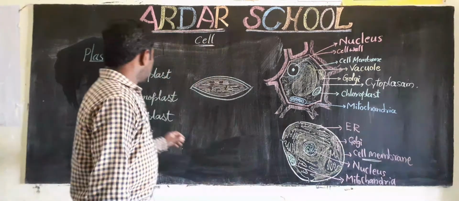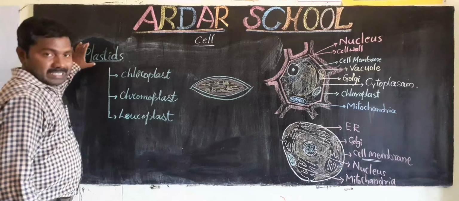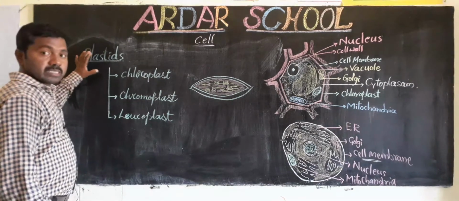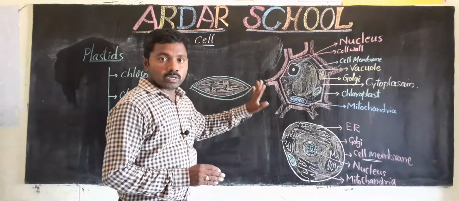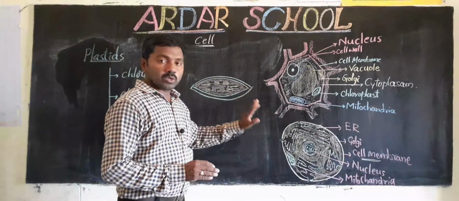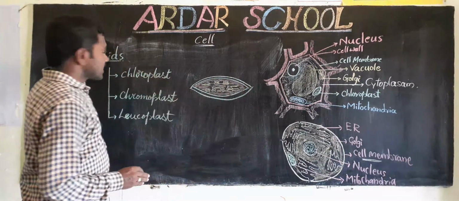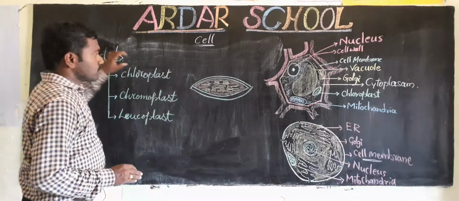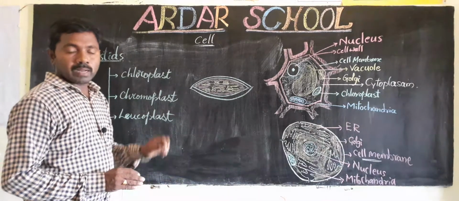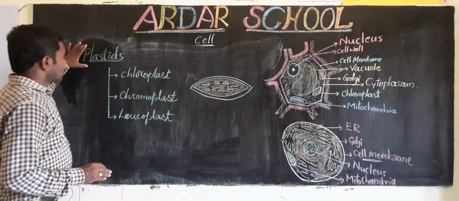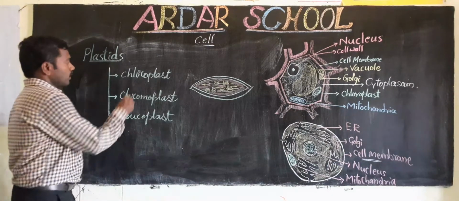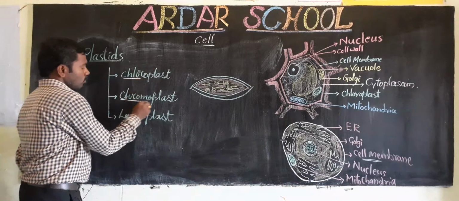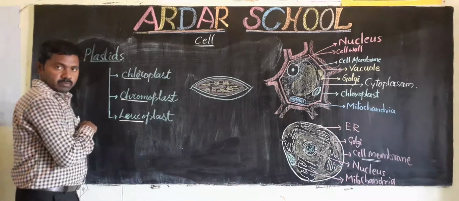Okay, children, now we discuss the plastids. These are also cell organelles. They are present only in the plant cell. In plant cells only we can observe the plastids. Plastids are of three types: chloroplast, chromoplast and leucoplast.